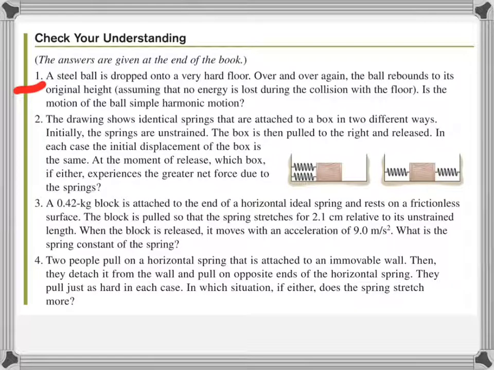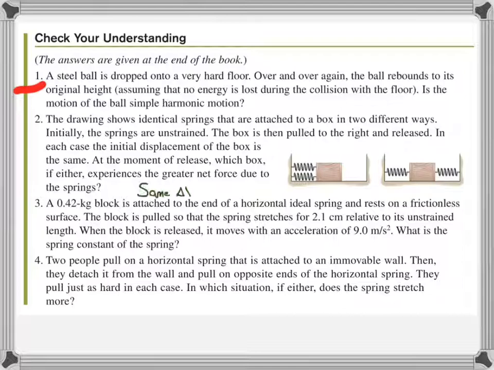For number 2, it says the drawing shows identical springs that are attached to a box in 2 different ways. Initially, the springs are unstrained. The box is then pulled to the right and then released. In each case, the initial displacement of the box is the same. At the moment of release, which box, if either, experiences the greater net force due to the springs? Take a moment to think about this. Which box experiences the greater net force due to the springs?